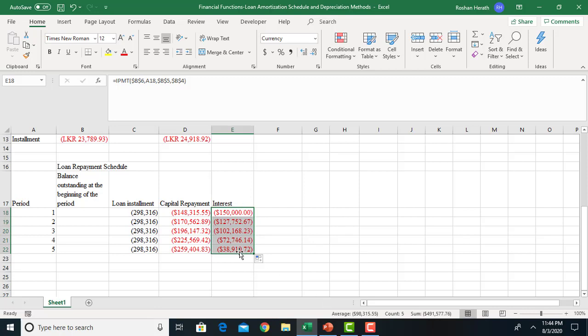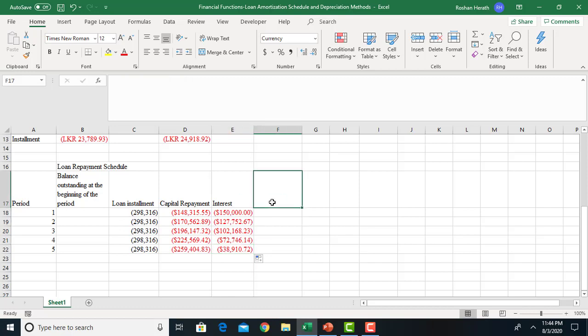You can see that at the beginning of the period, at the initial stage, the interest component is higher than the capital repayment. However, towards the latter part or towards the end of the loan, you can see that the interest component would be comparatively less. So that is what I've been telling you.